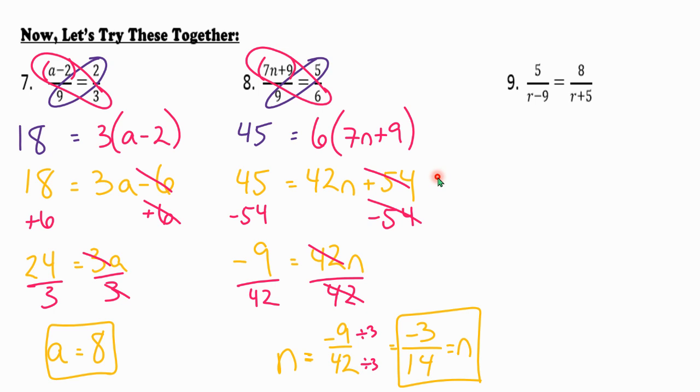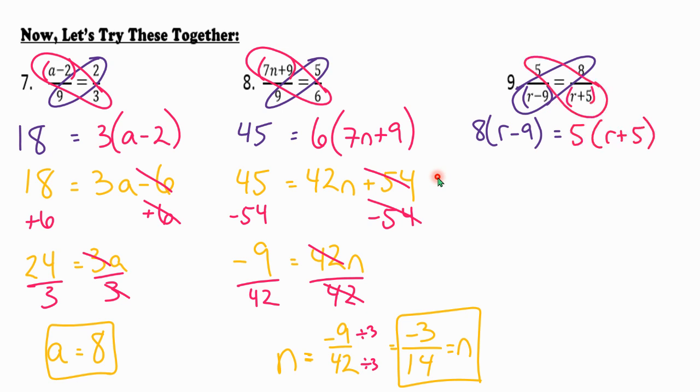And then the last one has two places where you need to put parentheses, right? So I put parentheses around the denominator of the first fraction. So when I show that cross product, I know I need to distribute. Same for the other side. I'm going to need to distribute that 5. So write that step down exactly as you see it on the screen so that you remember, okay, I now need to distribute to make sure I'm going to end up with the right answer. So distributing both of those, we end up with 8r minus 72 equals 5r plus 25. And then finish solving from here.